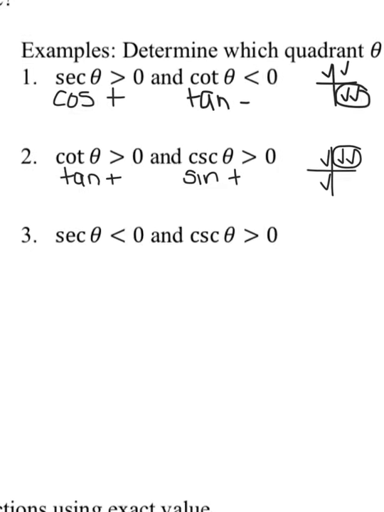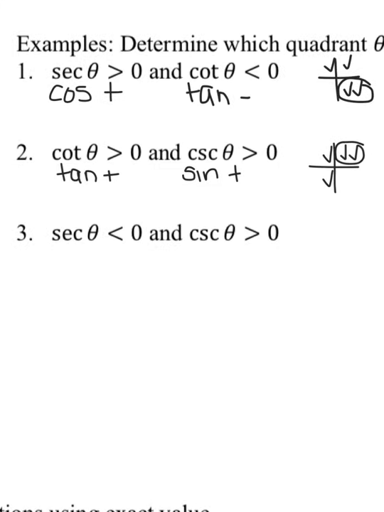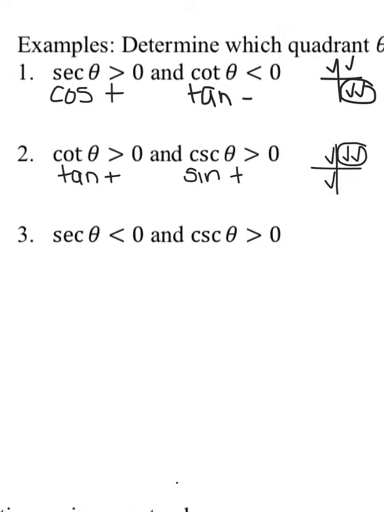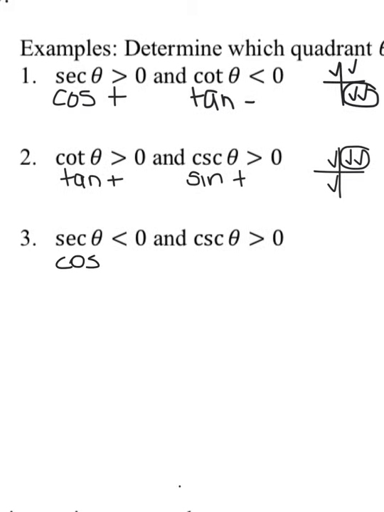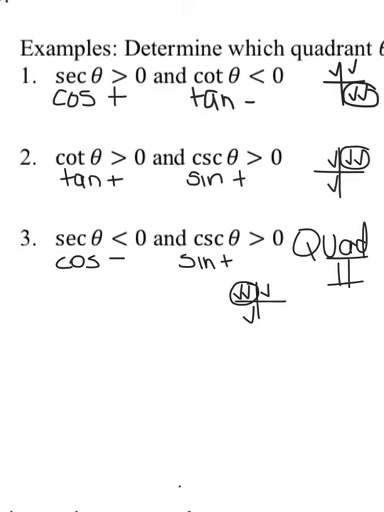Okay, and then the last one for this. Secant of theta, the reciprocal of secant is cosine. We have less than 0. Less than 0 is negative. Cosine is negative in quadrants 2 and 3. Cosecant of theta is the reciprocal of sine of theta, greater than 0 meaning positive. Sine is positive in quadrant 1 and 2. So because quadrant 2 gets both of my checks, my answer to number 3 is quadrant 2.